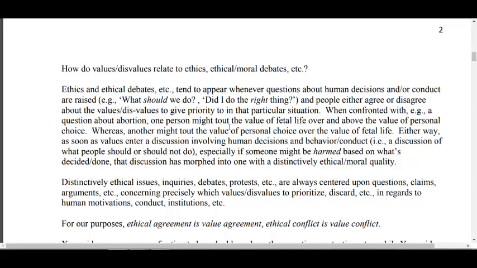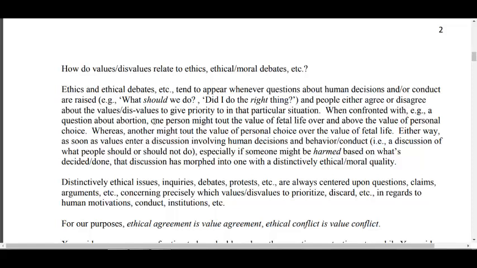What should we do? Did we do the right thing? What ought we to do? What are we obligated to do? Did we do what we were obligated to do? Etc. And people will disagree about the values or disvalues, which ones to give priority to in the particular situation. And there's an example here.